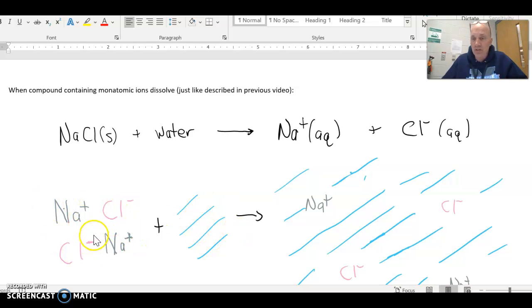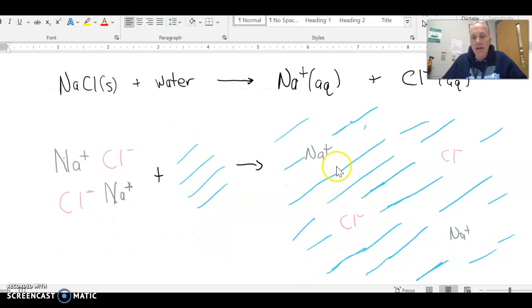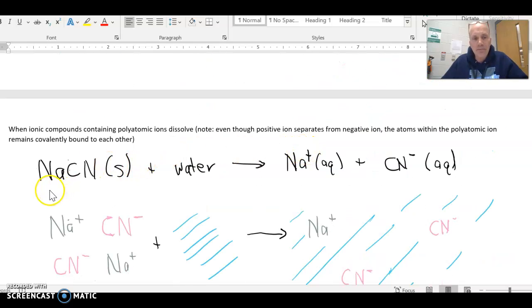So this would be like a crystal of sodium chloride. The atoms would separate from each other. All right, that's called dissociation. The thing that's always true is to say that the ions separate from each other. I like that term better than saying that the atoms separate from each other, because that's not always true. All right, so let's contrast that with when you have an ionic compound that contains polyatomic ions.